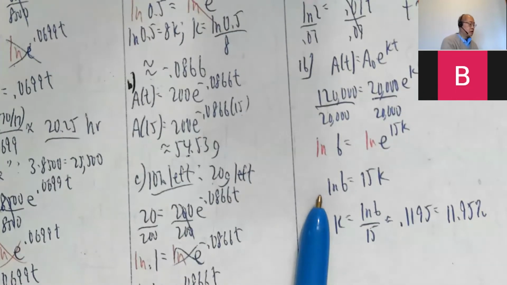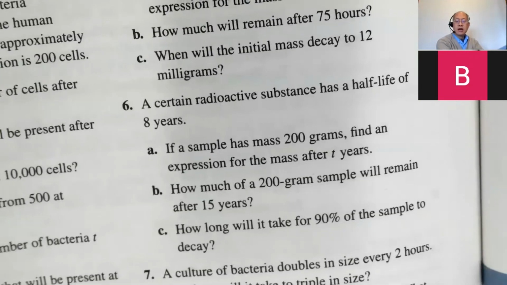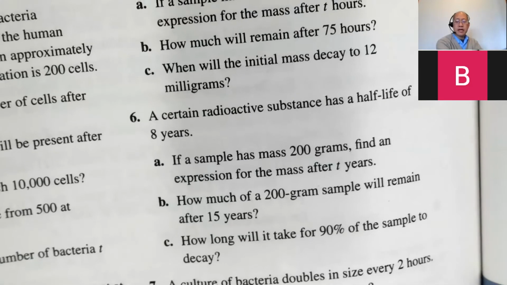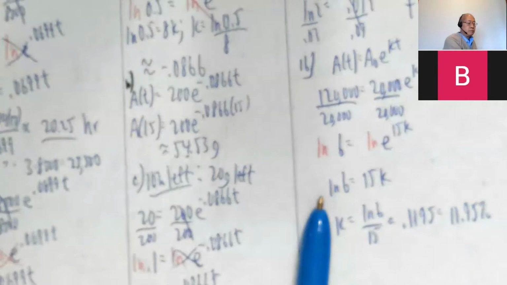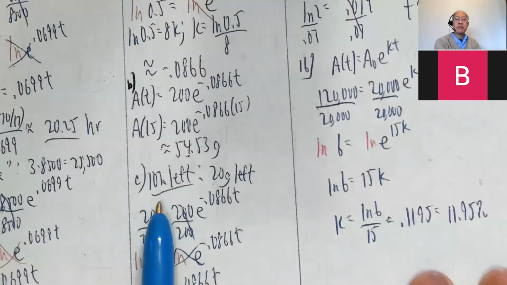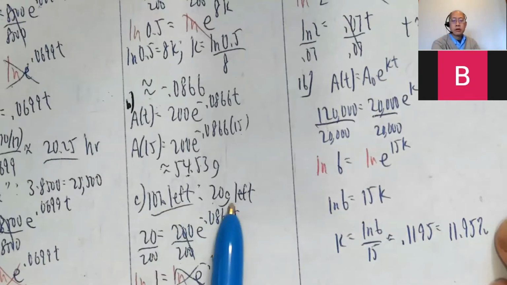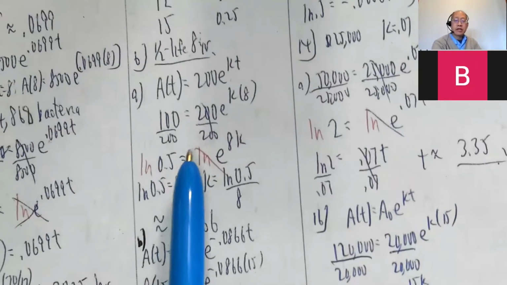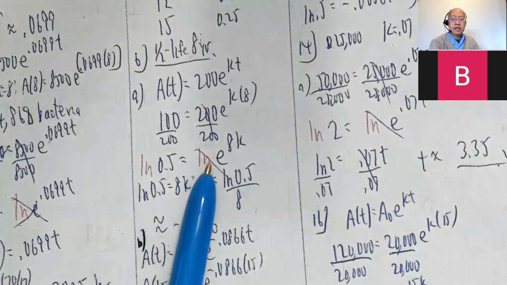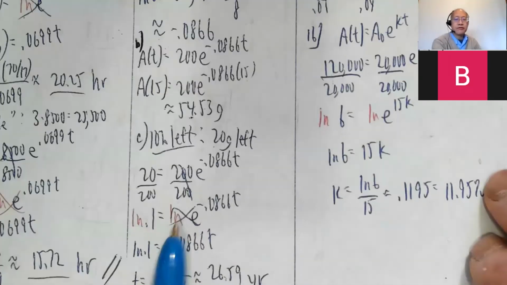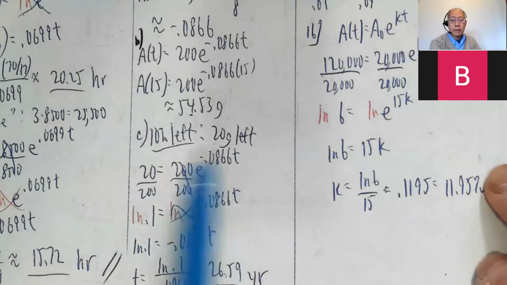Okay, then part C: 90% of the sample to decay. Now, 90% decay means 10% is left, or 20 grams left, right? I started with 200. 90% gone, 90% decay means 10% left. So what does that mean? 20 grams are left. So my new amount is 20.